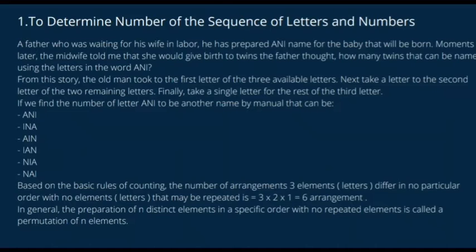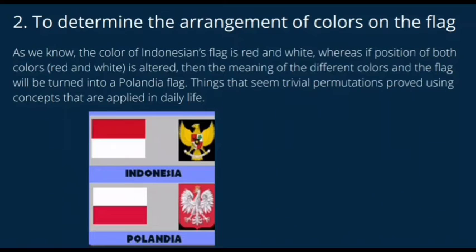In general, the arrangement of n distinct elements in a specific order with no repeated element is called a permutation of n elements. Another use is to determine the arrangement of colors on a flag. As we know, the colors of the Indonesian flag are red and white. Whereas if the positions of both colors, red and white, are altered, then the flag will turn into the Polish flag. That shows that things that seem trivial prove permutation concepts that are applied in daily life.